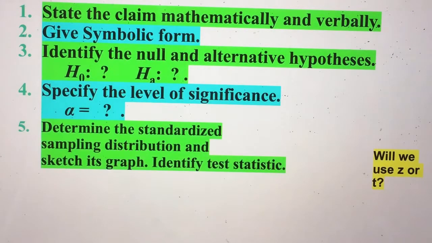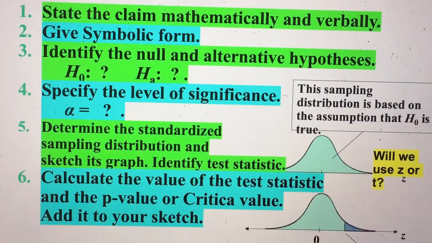So here are the general steps for hypothesis testing. In step 1, we're going to state the claim mathematically and verbally. We're going to give it in symbolic form. We're going to identify the null and alternative hypotheses. The H sub 0, what does that equal? The H sub A, what does that equal? We're going to specify the level of significance, which is usually stated in our problem. But if they don't give it to us, we will often use 0.05, because 0.05 is very often used as a default setting for the level of significance.